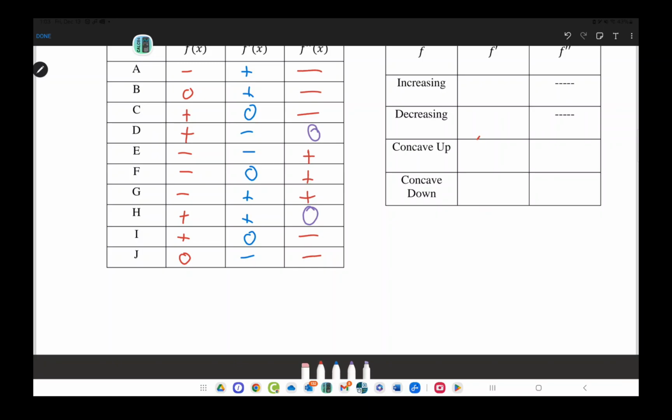So where f is increasing, f prime is positive, and where f is decreasing, f prime is negative. Where it's concave up, we have positive, which means increasing. Concave down, negative, decreasing.